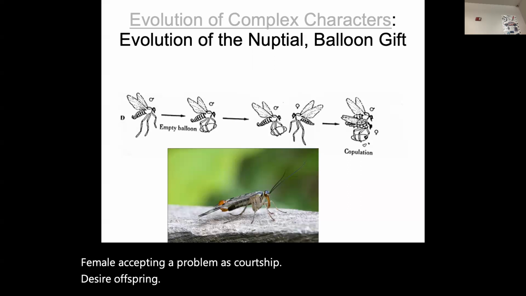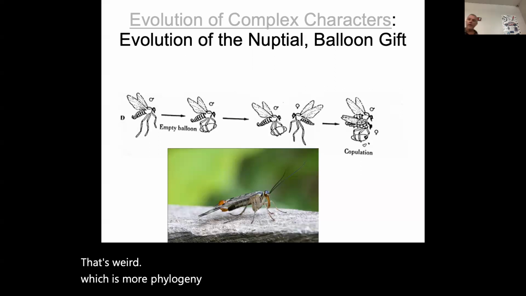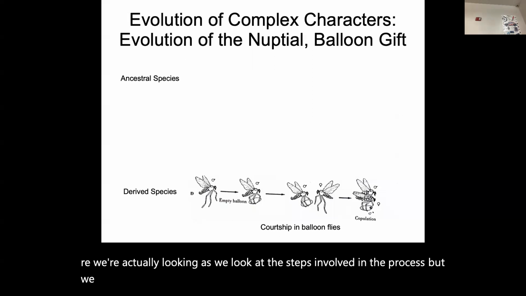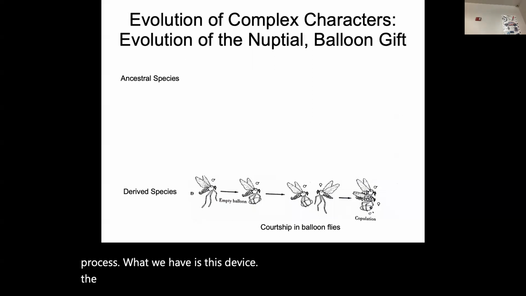Yeah, that's weird. But it works. So how? This is where phylogeny can become really helpful. Instead of looking at a tree, what we're actually going to look at is the steps involved in the process. What we have is this derived species. The derived species is the one that presents the empty balloon.